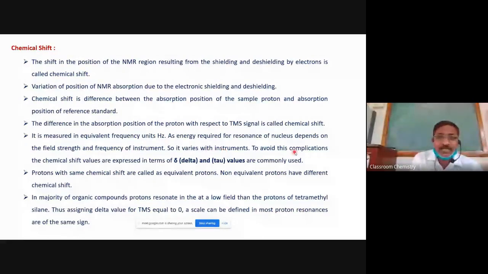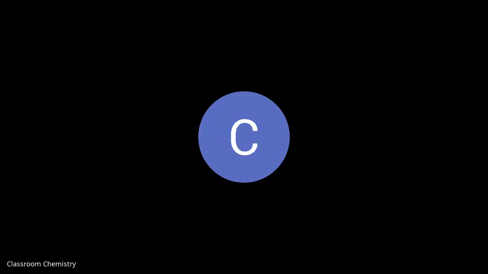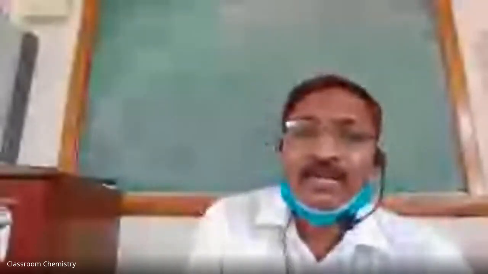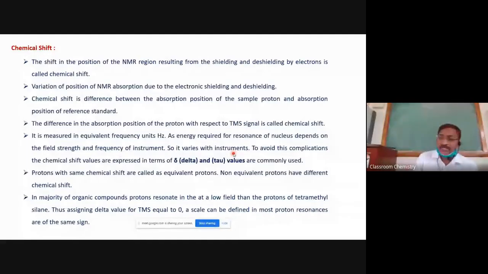So to avoid this complication, chemical shift value is expressed in terms of another unit, that is delta or tau. So why do we use delta or tau? Because the instrument frequency, that is the resonance of the nucleus, and the applied magnetic field are both in terms of hertz. That's why from instrument to instrument the frequency changes, and that's why the value changes. When the same sample is run at different frequency instruments, that is 60 megahertz, 120 megahertz, 300 megahertz, 400 megahertz, 500 megahertz, or 800 megahertz, its value changes. And that's why, to avoid this complication, chemical shift values are expressed in terms of delta value or tau value. So protons with the same chemical shift are called equivalent protons.